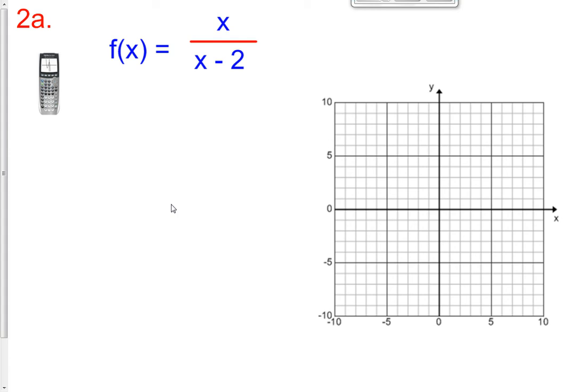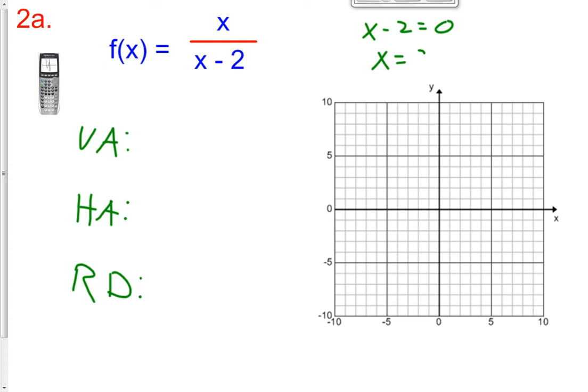So now we're going to determine three things. We're going to determine if there's any vertical asymptotes, if there's any horizontal asymptotes, and if there's any removable discontinuities. So please write that down. The vertical asymptotes and the removable discontinuities we can do without using our graphing calculator. Our vertical asymptotes is when our denominator equals 0. So when does x minus 2 equal 0? When x equals 2. There's your vertical asymptote. It's when x equals 2.